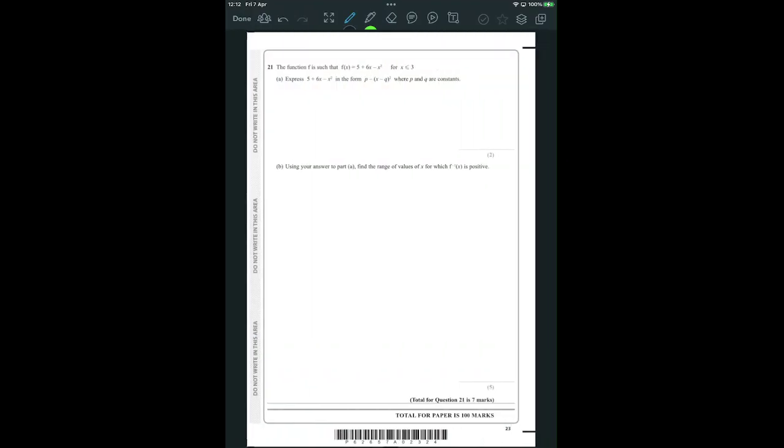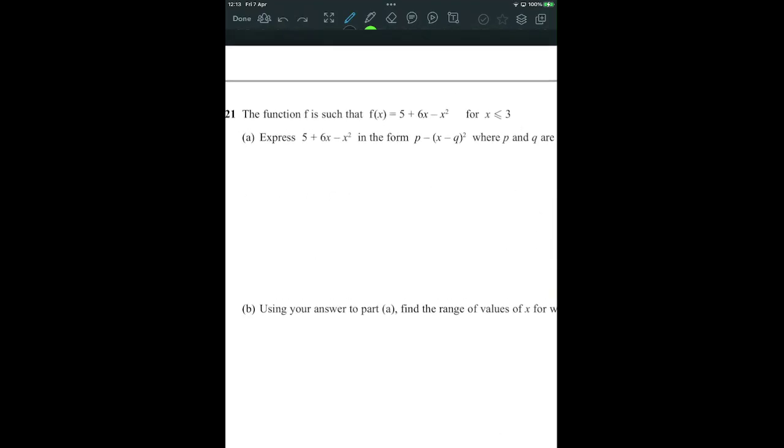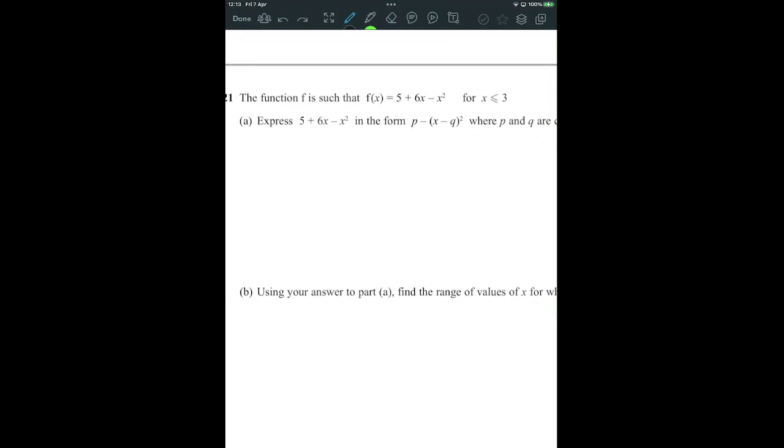Question 21. We see the end of the paper is there. We have our total marks written at the bottom. So, final question, let's get it done. The function f is given that. Express that in that form. That's to complete the square. It's not the nastiest, but it is fairly unpleasant because of the negative in front of the x squared.